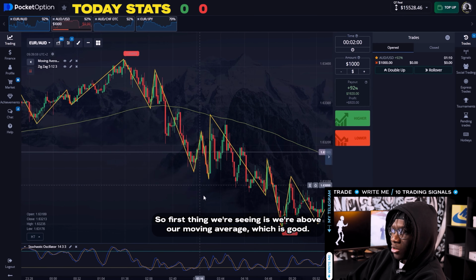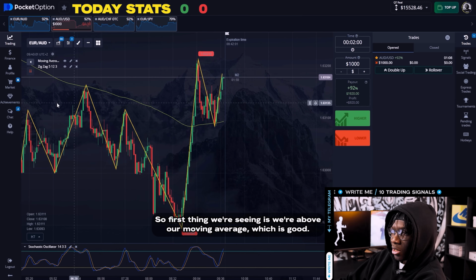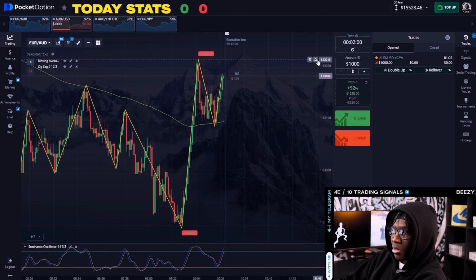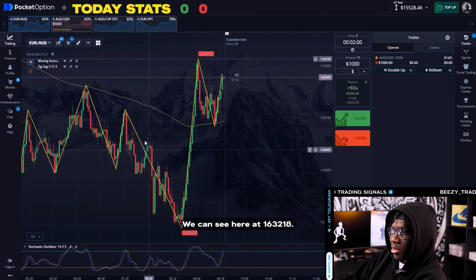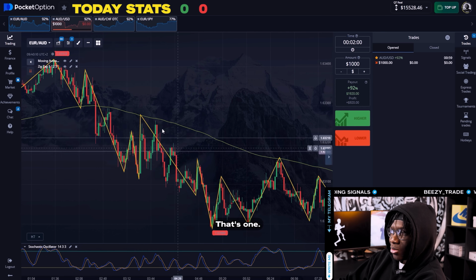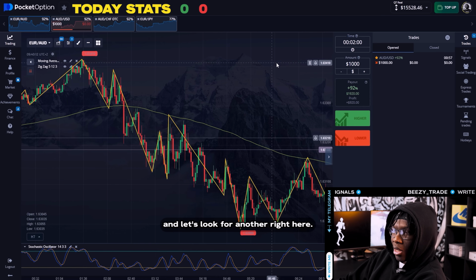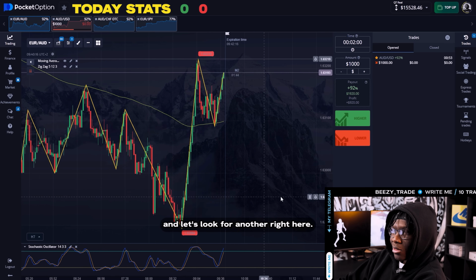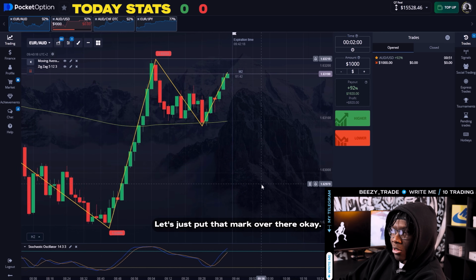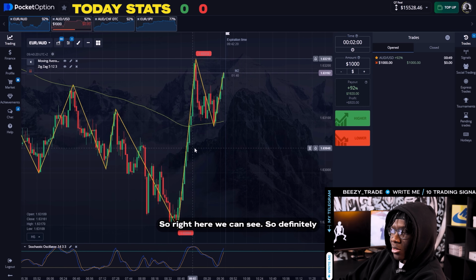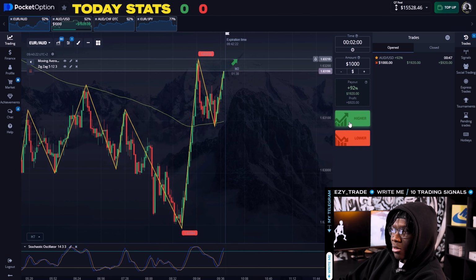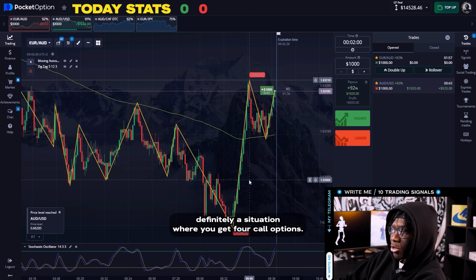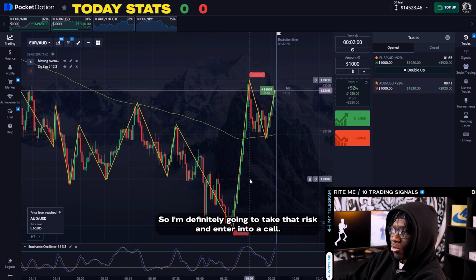So first thing we're seeing is we're above our moving average, which is good. Now the next thing we're looking for is the highest point right here. We can see here at 163218, that's one. And let's look for another right here. Let's just put that mark over there. Okay, so right here we can see, so definitely this is a situation where you go for a call option. So I'm definitely going to take that risk and enter into a call.